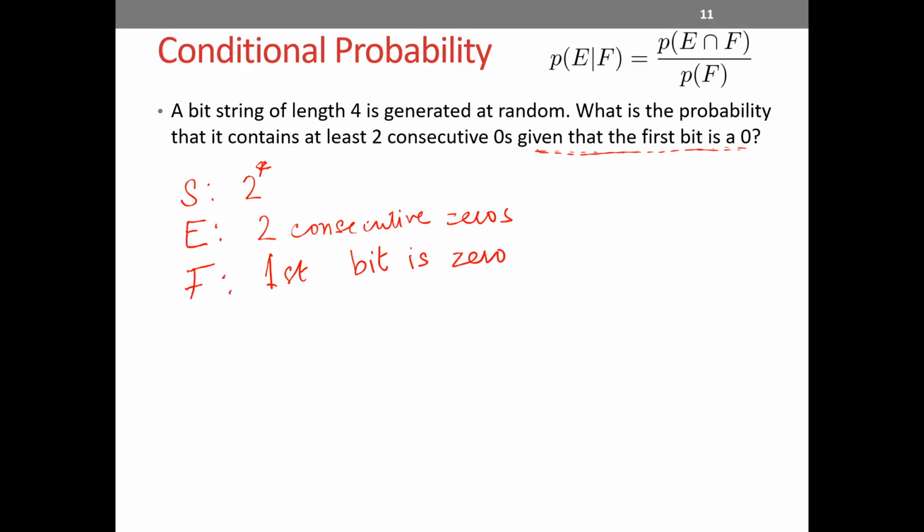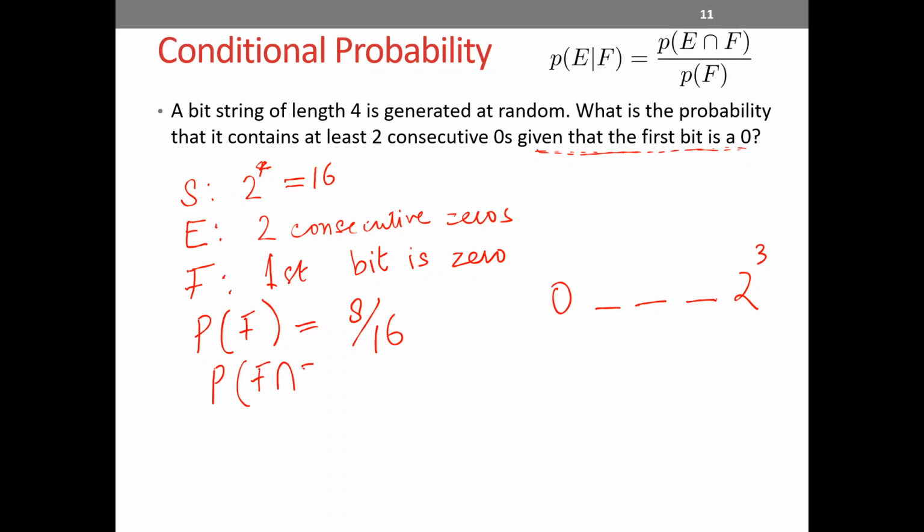Okay, so what is the probability of F? I know that the first bit is fixed, it's 0. And so for the rest, for example, this is fixed, I still have 3 spaces to be filled in. That can be filled in 2 cubed ways, which is 8. So this is 8 over 16. Now, what is the probability of F and E, and why am I going to derive this? It's because that's the definition of conditional probability. I'm essentially interested in the probability of E given F, so that's why I require this.